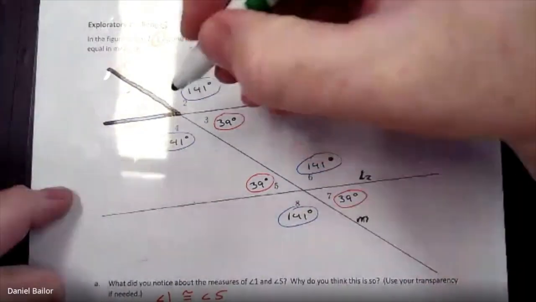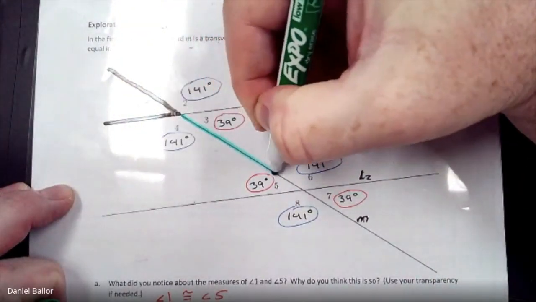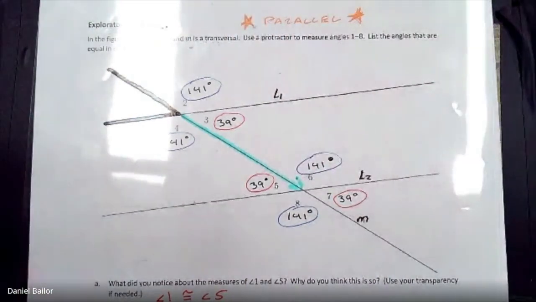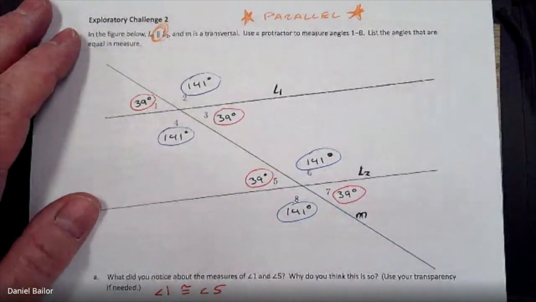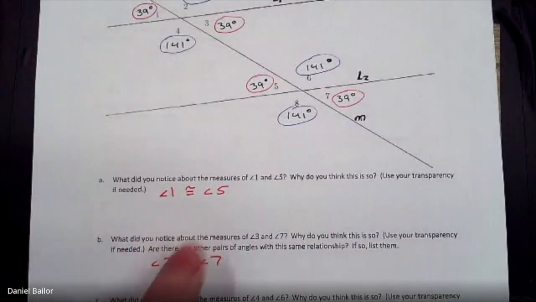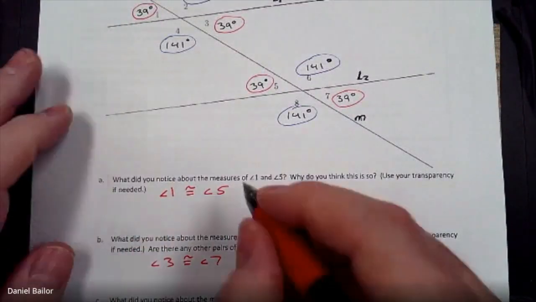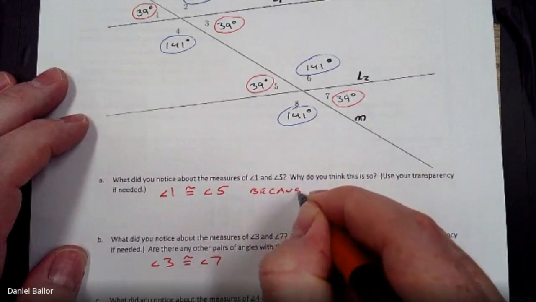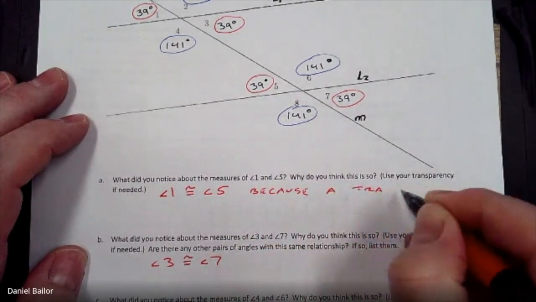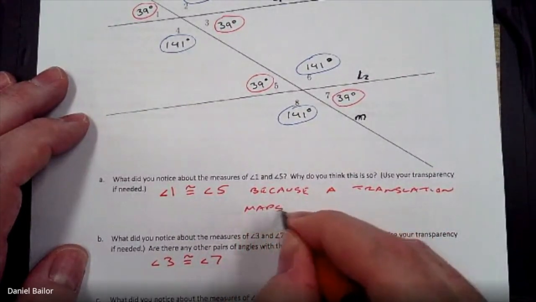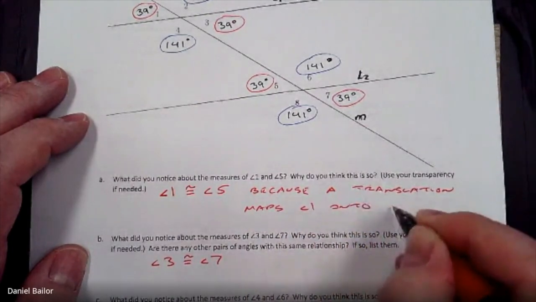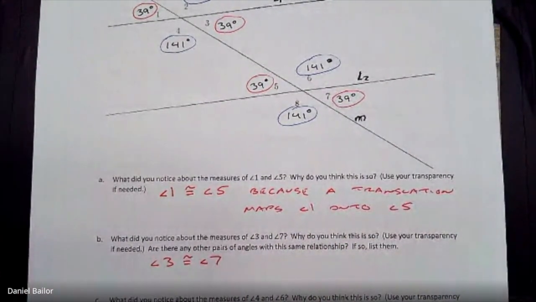What vector does it follow? It follows the vector along the transversal. That's my vector. So I follow my vector and I make angle 5. So angle 1 is congruent to angle 5 because a translation maps angle 1 onto angle 5. Why are they congruent? Because a translation maps them.